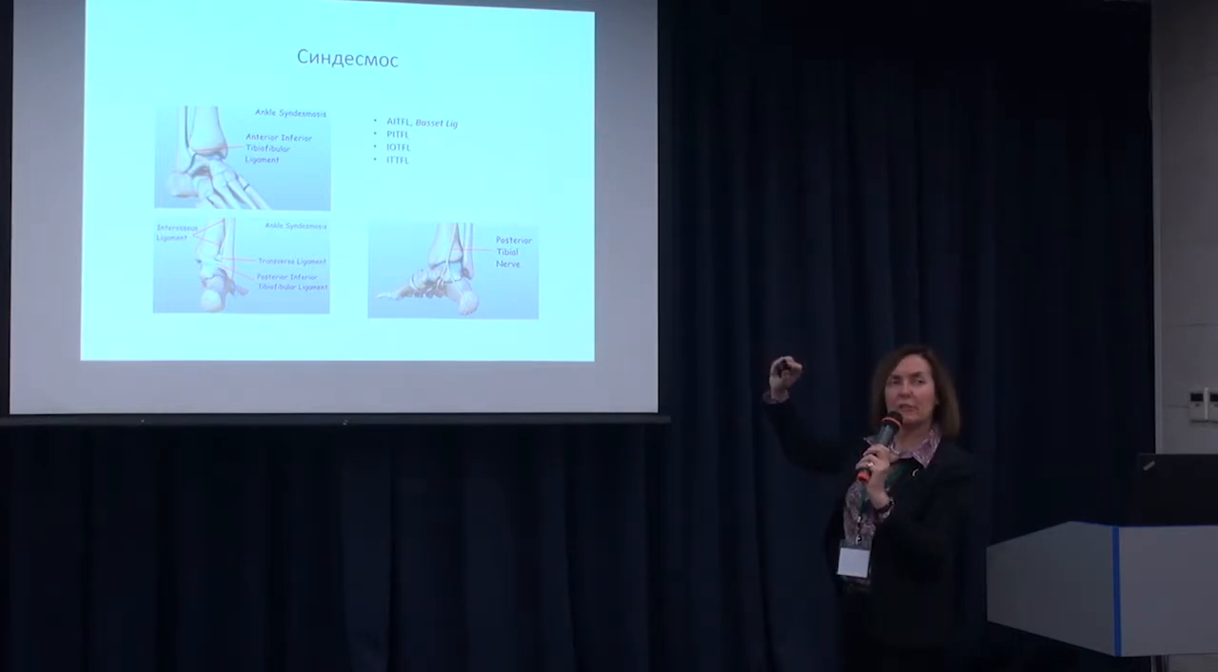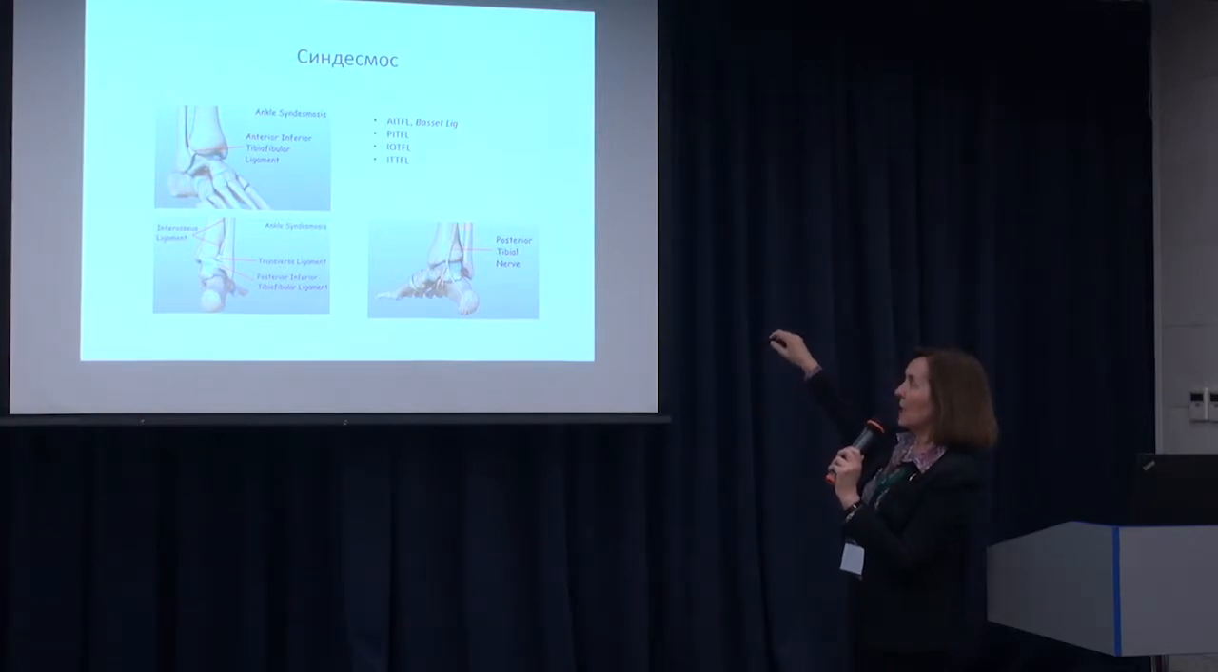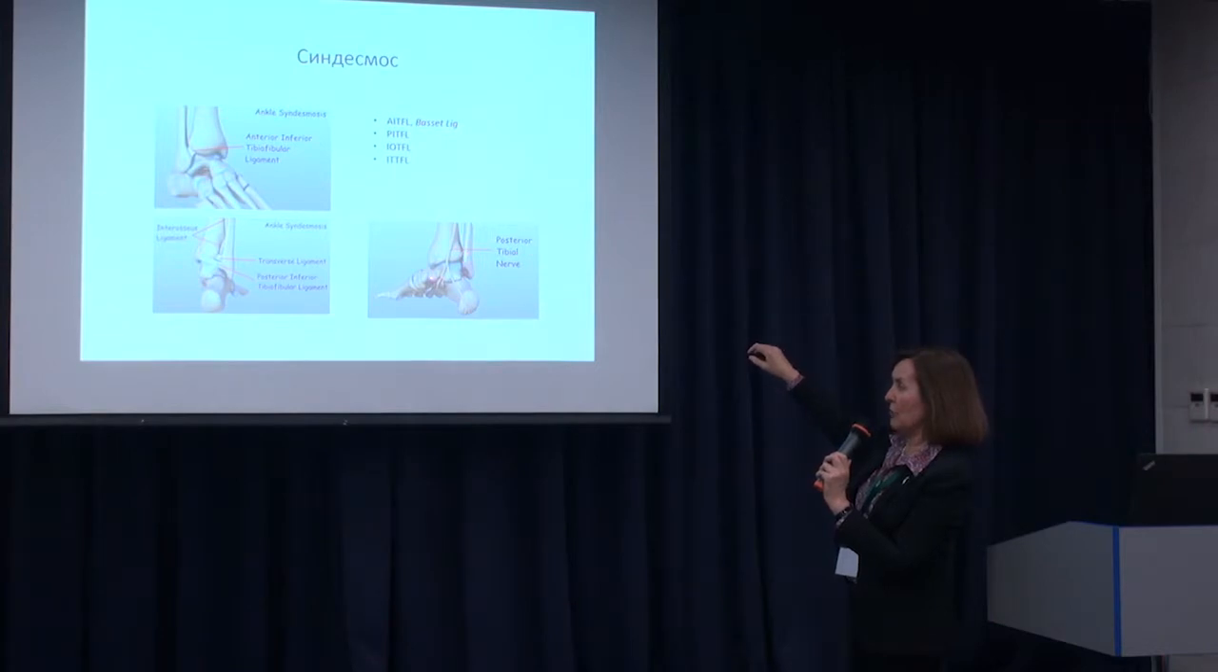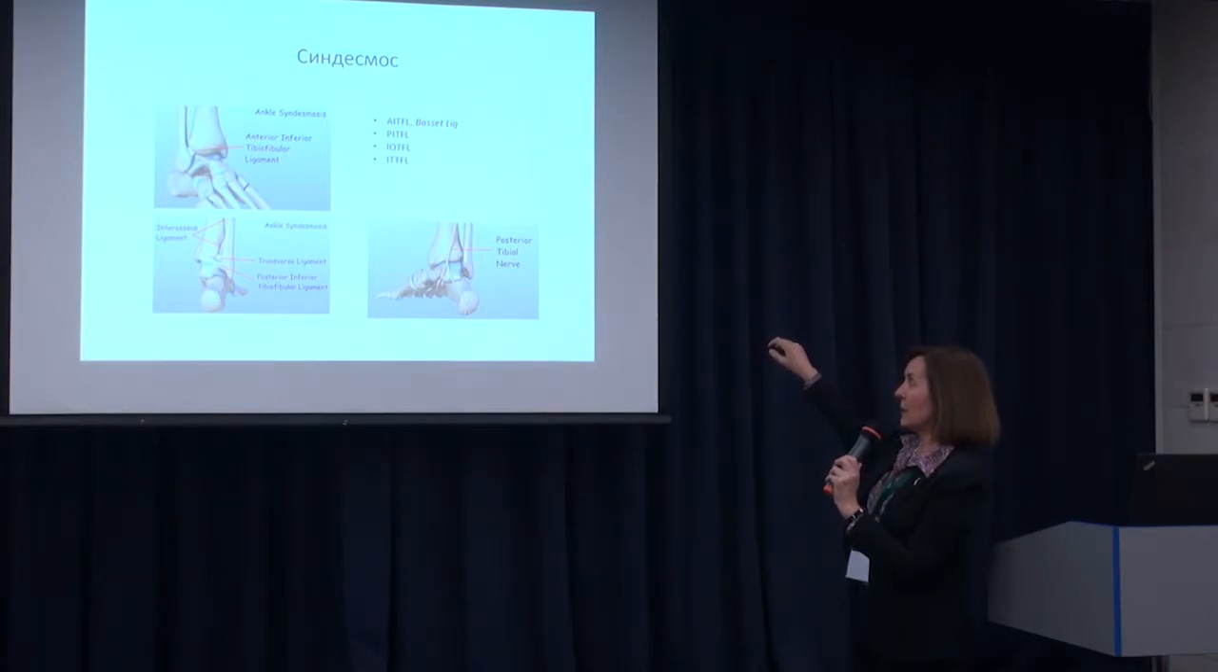Medially too, I've mentioned the very strong deltoid ligament. But remember that below the deltoid, running round the medial malleolus, is the neurovascular bundle.